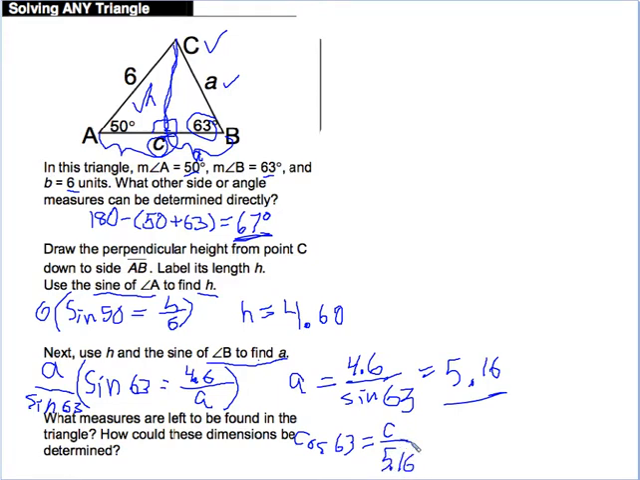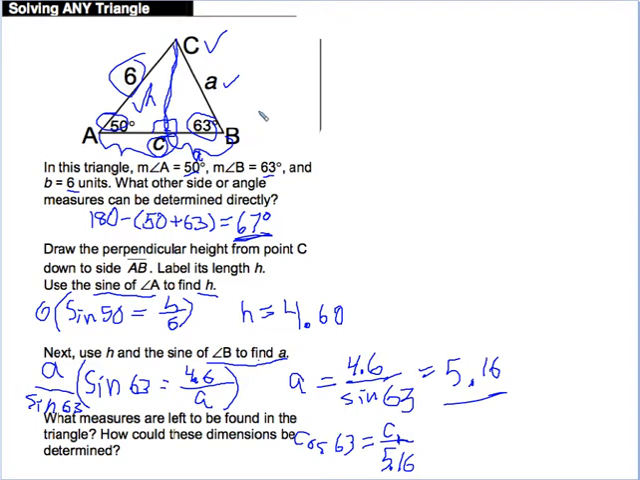Okay, I multiply both sides by 5.16, and then I can find C1, part of my C value. Notice I'm labeling this C1 here. Then I can do the same thing but use 50 degrees and 6 for my hypotenuse, and I can find this side over here, C2. So I've managed to find every measurement of my sides and all my angles based on my height.